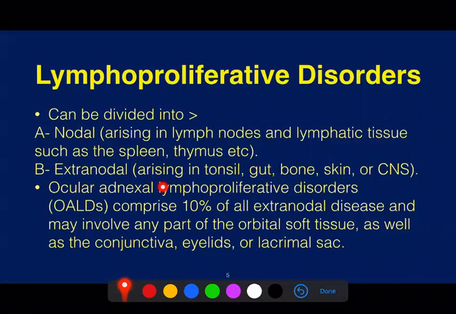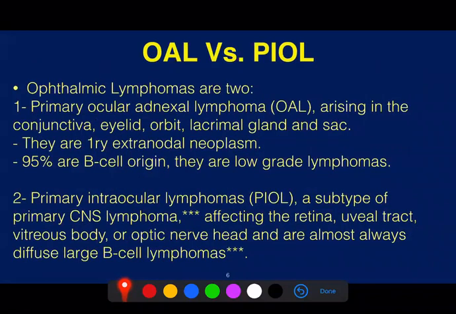And the most confusing part that I see when I discuss lymphoma is to differentiate between the ocular and the intraocular. The intraocular is different than the ocular. The ocular is what we deal with as oculoplastic. It arises from the conjunctiva, eyelid, orbit, lacrimal gland, and lacrimal sac. And most commonly, it's B-cell origin, 95%.